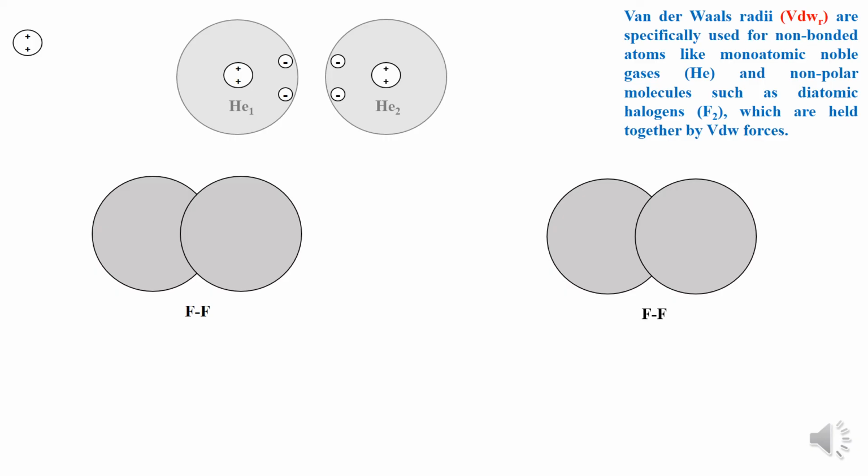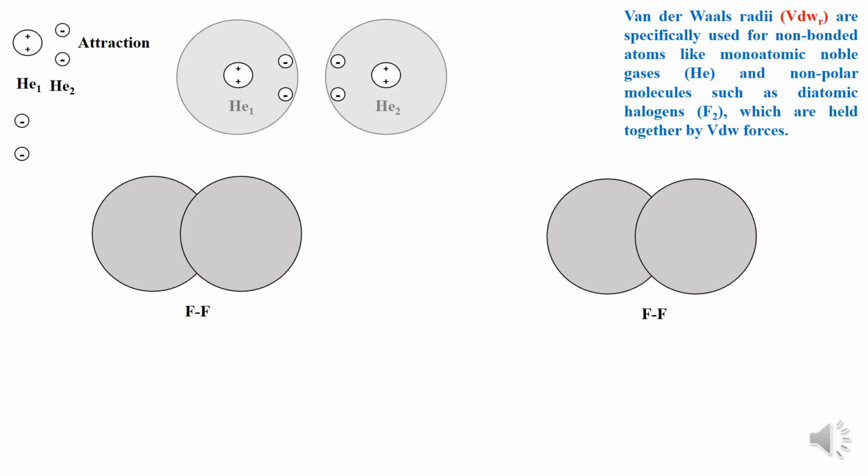So there are 3 different scenarios. Scenario 1, the nuclear protons of helium atom 1 attract the valence electrons of helium atom 2. And as a result of attraction, the 2 atoms come close together.